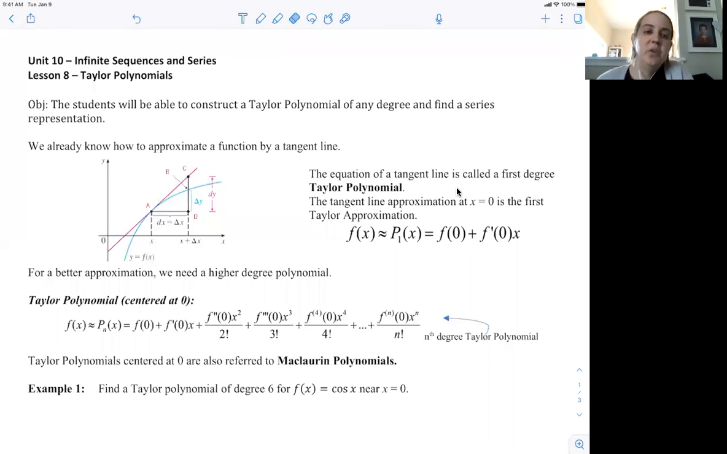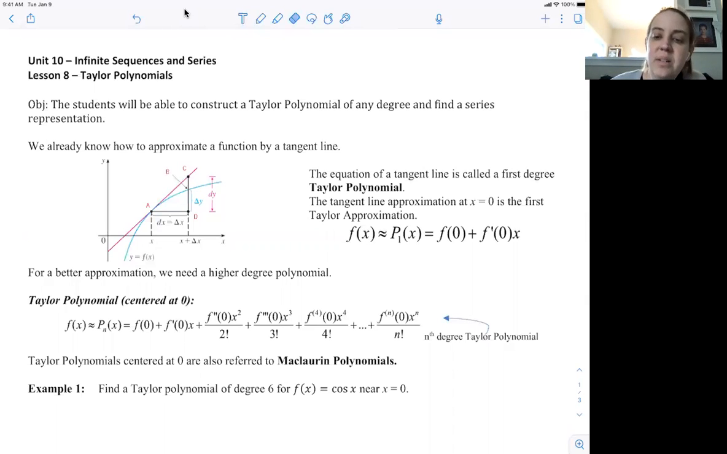All right, so we are continuing with Unit 10, Infinite Sequences and Series, and today we are looking at Lesson 8, Taylor Polynomials. Students will be able to construct a Taylor polynomial of any degree and find a series representation. So we already know how to approximate a function by a tangent line. We did this earlier in the course. The equation of a tangent line is called a first-degree Taylor polynomial. We just didn't call it that at the time.